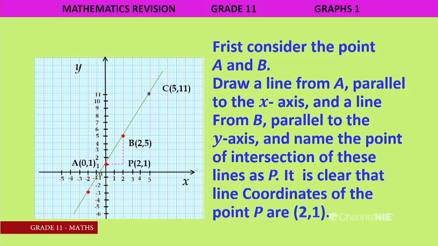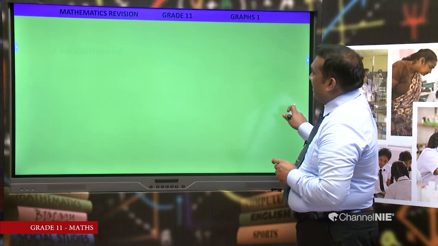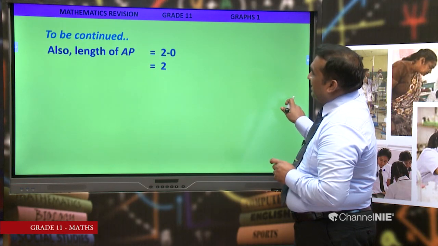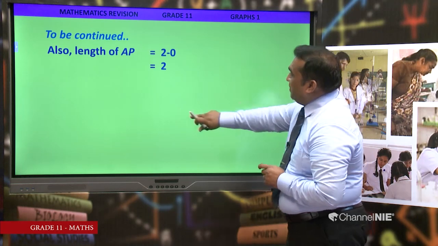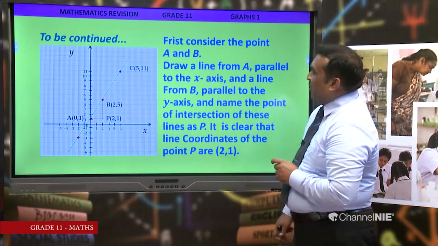First consider the points A and B. Draw a line from A parallel to the x-axis and a line from B parallel to the y-axis, and name the point of intersection of these lines as P. It is clear that the coordinates of the point P are 2, 1. We will see it. The length of AP is 2.